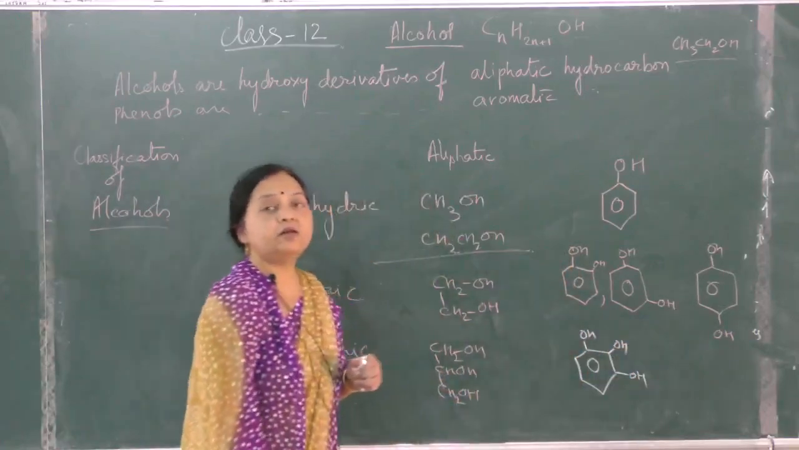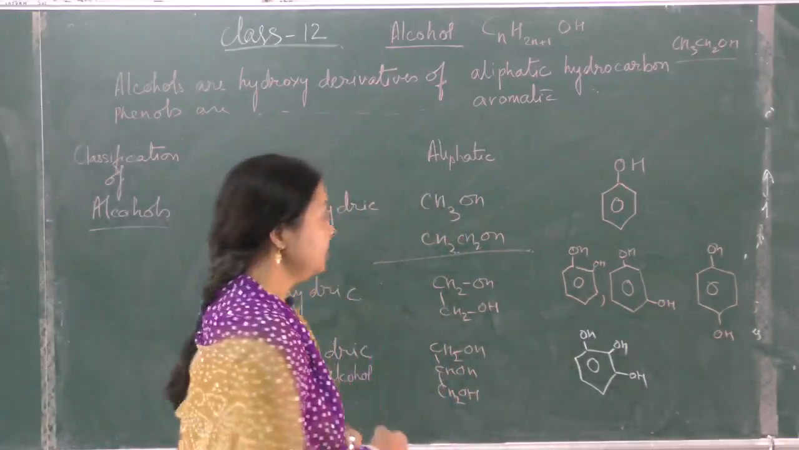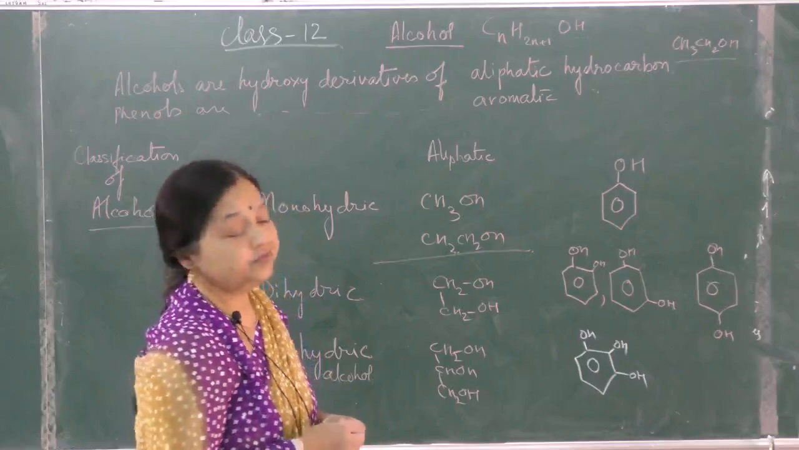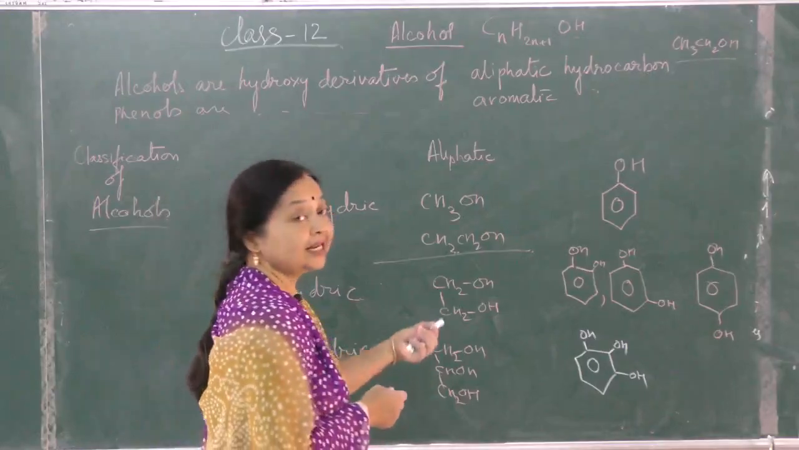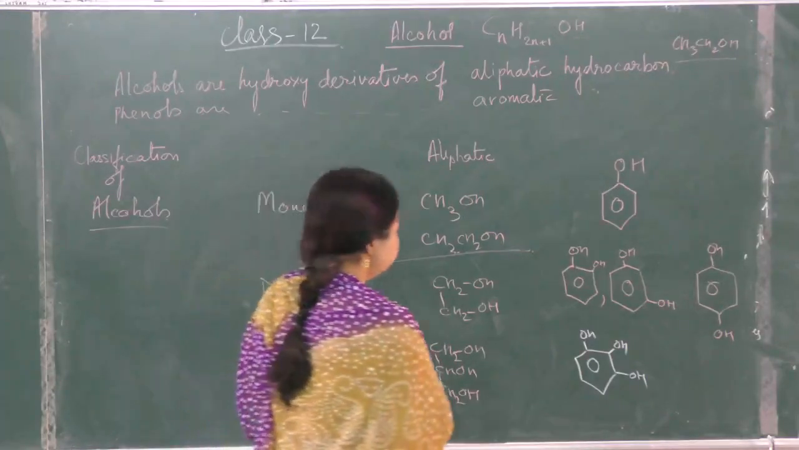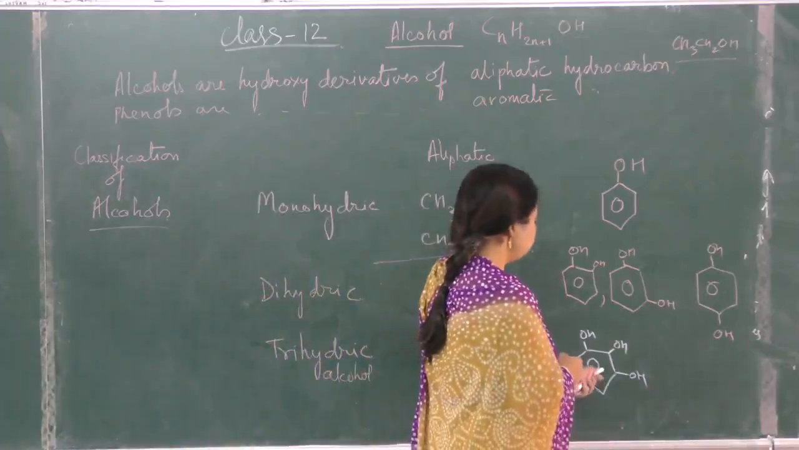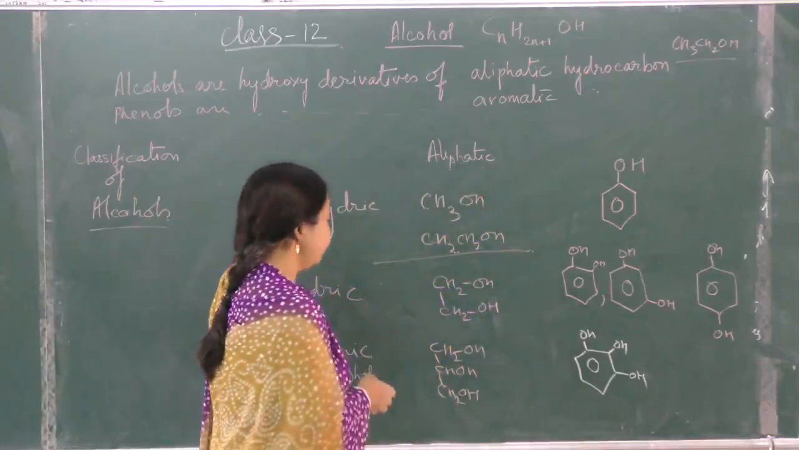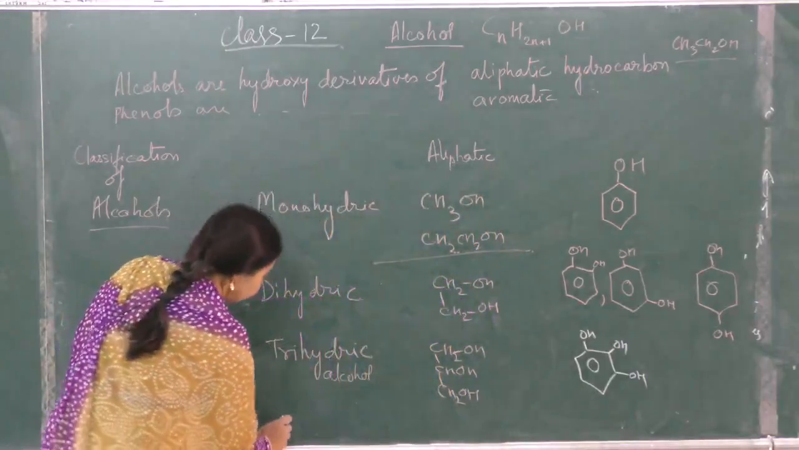This is pyrogallol. Pyrogallol is what you use for testing the presence of oxygen. When oxygen is passed through alkaline pyrogallol, it changes to brown. It's colorless, then changes to brown in the presence of oxygen. So, trihydric alcohol. Maybe polyhydric also.